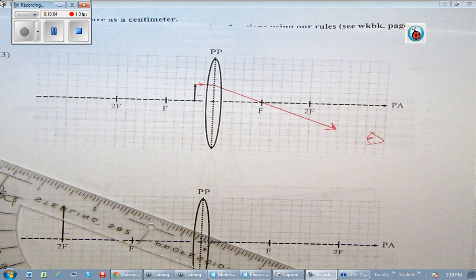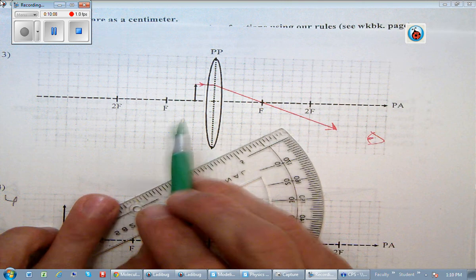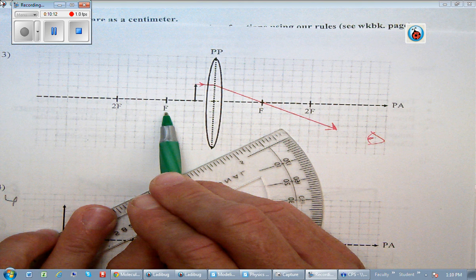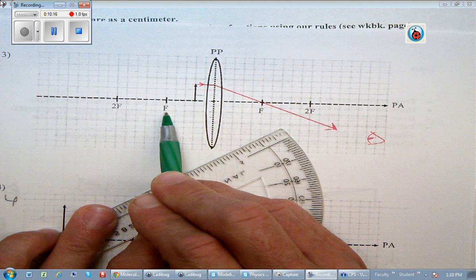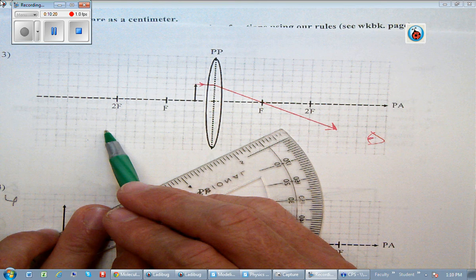Rule number 2 is a little challenging because it says if it goes through the other focal point, which is right here, pointing to it, on the way to the lens, then it would refract parallel to the principal axis. But as you can see, if it goes through this focal point, it's kind of going the wrong direction. So it can't really go down there on the way to the lens.